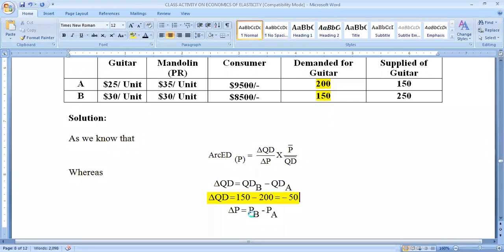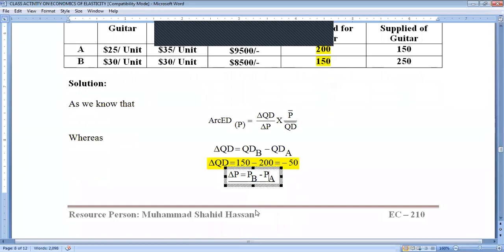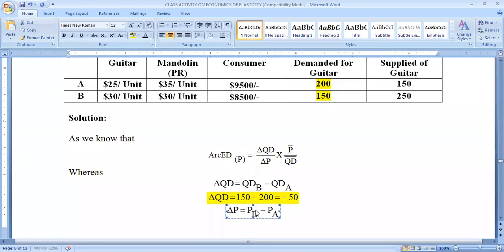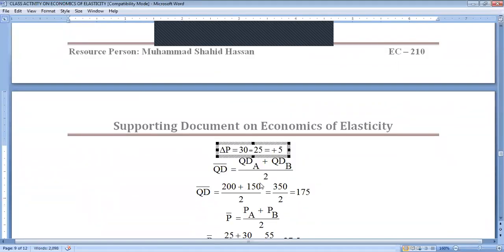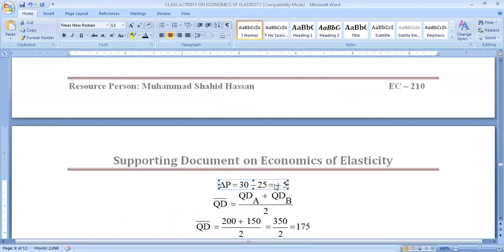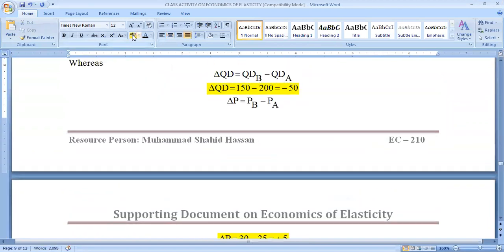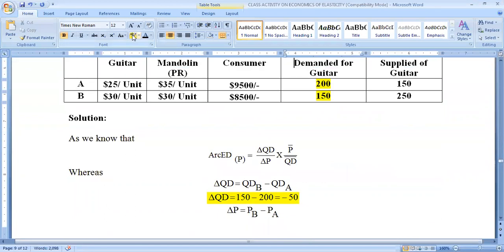Then let's find out delta P, which is the component 2 of the formula. It can be written as delta P equals price at given point B minus price at given point A, right? So price of guitar given at point B is 30 and it is 25 at point A. So the difference is plus 5, right? So this is the component number 2. Look at the price. It is 25 at point number 1 and it is 30 at point number 2, right?